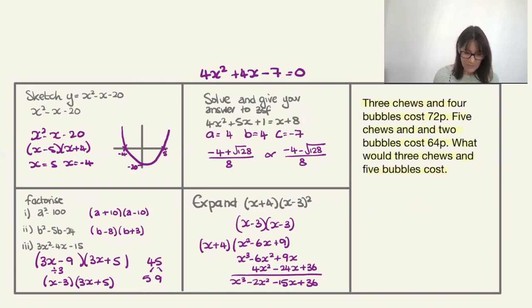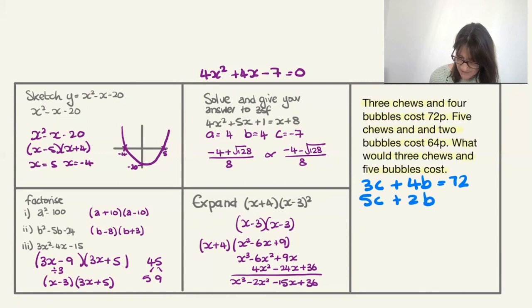Okay, so over to this one. We've got 3 chews and 4 bubbles that cost 72 pence. So we've got 2 things that add together to make 72. That is kind of what I'm looking for when I'm reading a question, and then my brain is thinking 2 things, 2 different things, that's got to be simultaneous equations. So I've got 3 chews and 4 bubbles that add together to equal 72. I've then got 5 chews and 2 bubbles that's going to equal 64.